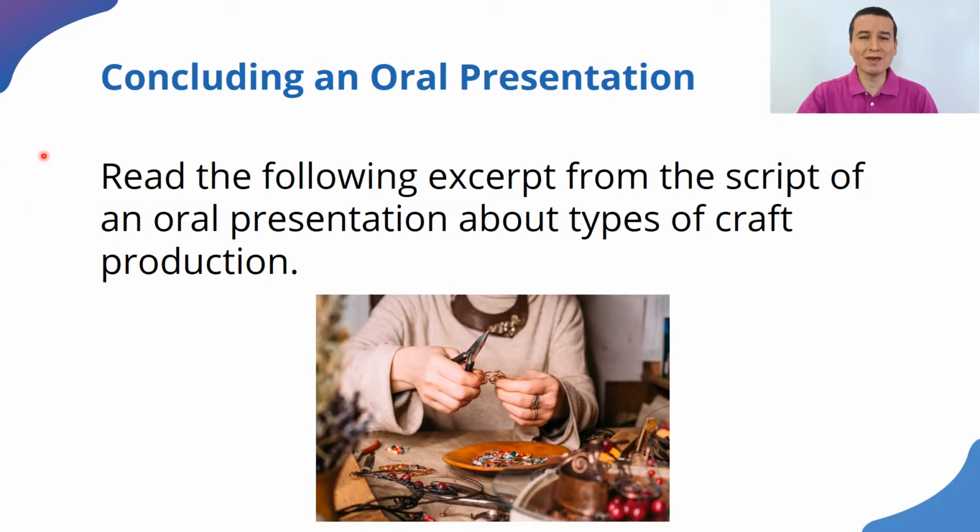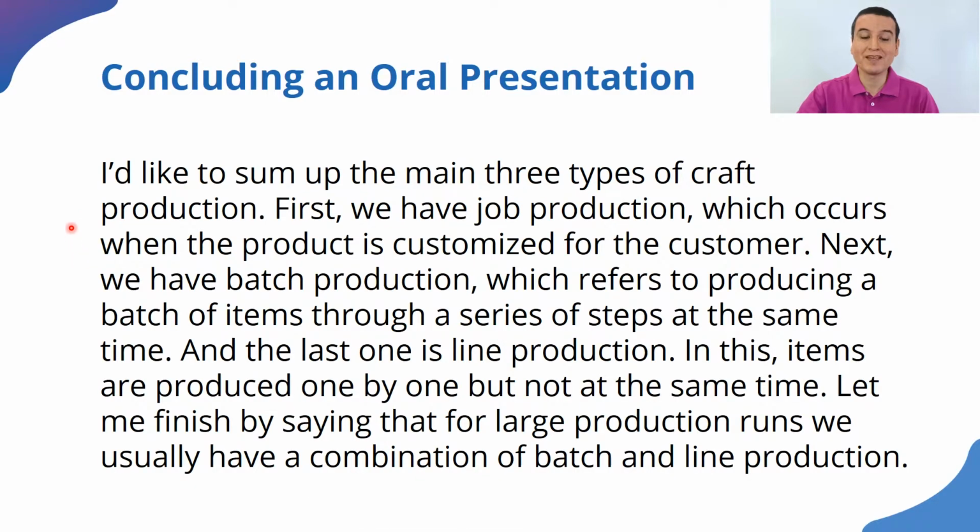Nice. With that vocabulary in mind, let's read the following excerpt from the script of an oral presentation about types of craft production. All right, let's read it together. I'd like to sum up the main three types of craft production. First, we have job production, which occurs when the product is customized for the customer. Customized is made special, remember? Next, we have batch production, which refers to producing a batch of items, so a group of items, through a series of steps at the same time, all of them at the same time. And the last one is line production. In this, items are produced one by one, but not at the same time.